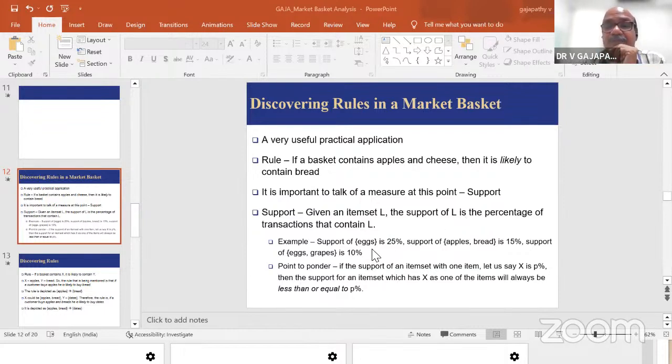what is the percentage of X, support of X? Therefore, support X I will be calling hereafter. Support X is 25%. Okay. Support of grapes is 20%. Support of X and grapes will be less than 20%. That is what it is saying.